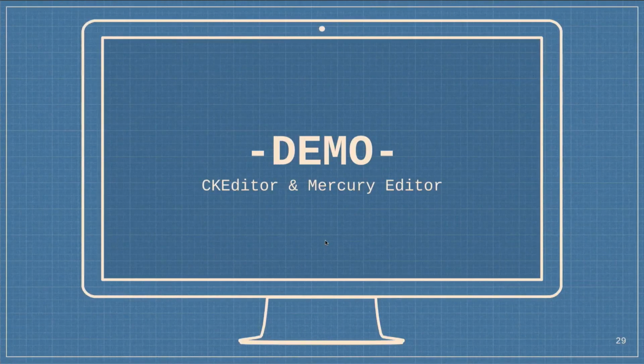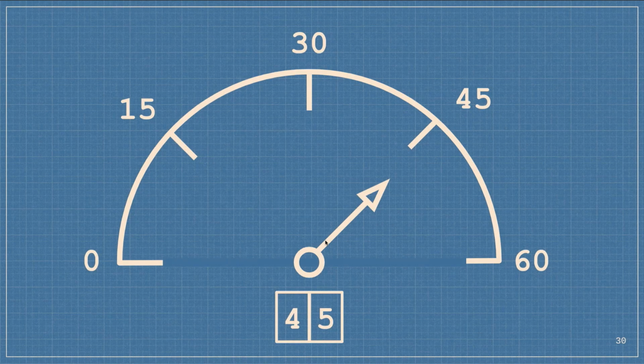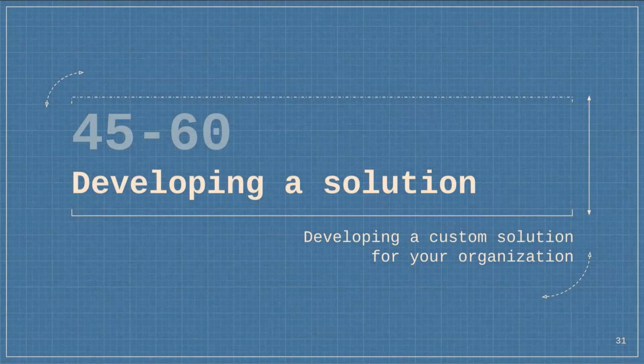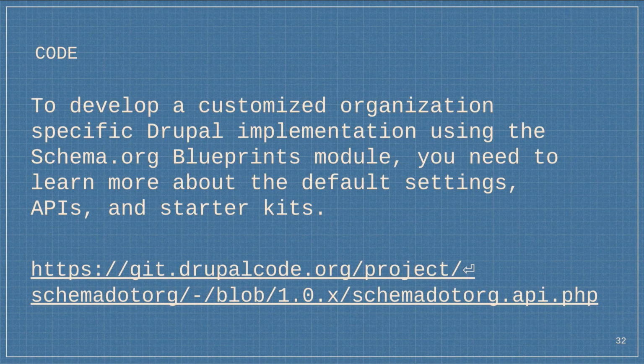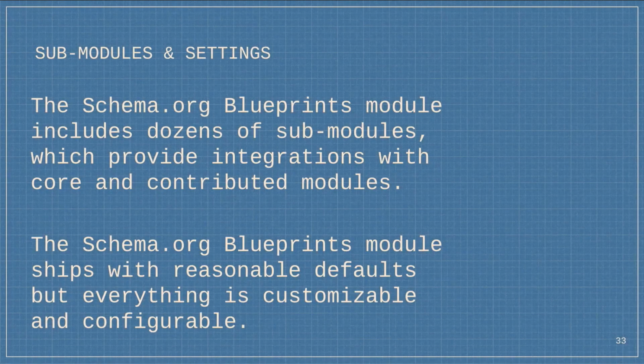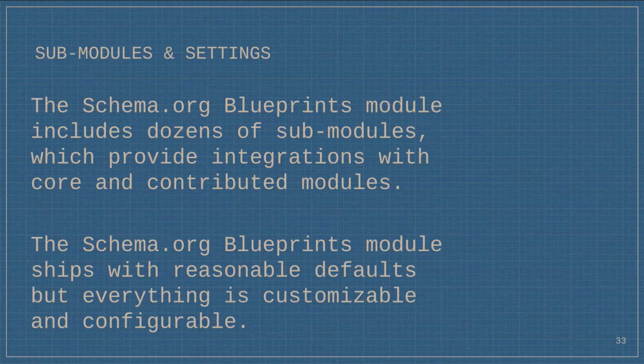Okay, I'm going to keep going from here, and I'm going to do a time check. I'm okay. I'm going to breeze through this. This is really for developers, developing a custom solution for your organization. To develop a customized organization-specific solution using this module, you need to learn more about the default settings, APIs, and the starter kit. And I want to emphasize there's a lot of submodules. They all ship with reasonable defaults, so you don't need to go tweaking them, but it's worth it if you're really investing the time to go in and understand how they're working.